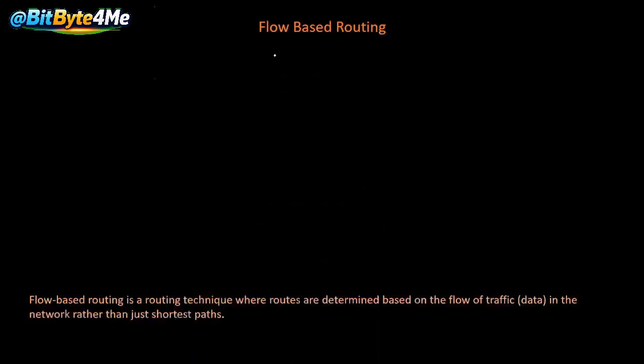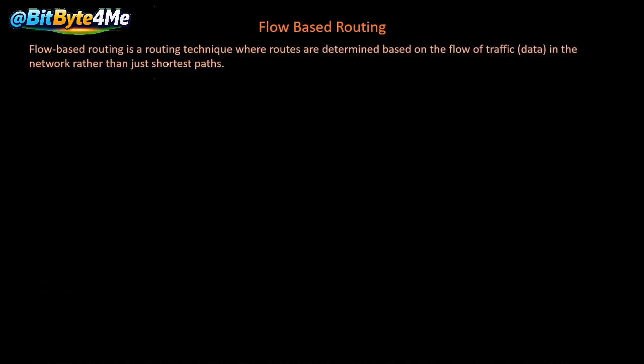Flow-based routing is a routing technique where routes are determined based on the flow of traffic, that is, the flow of data. It's not based on just the topology like the previous algorithms we have discussed. It's based on topology as well as traffic in the network, and it does not choose just the shortest path but a path which has less traffic also.